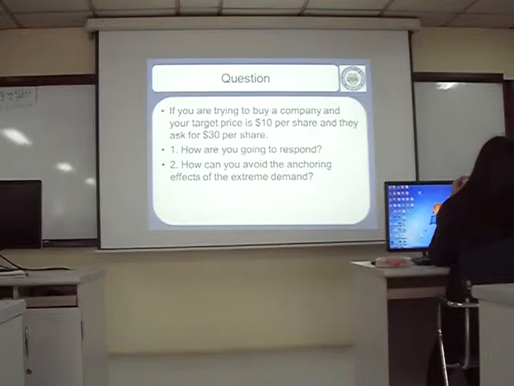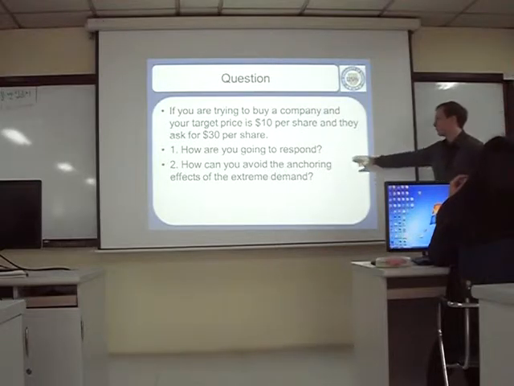So discuss with your partner. You're going to buy a company, you want to pay me $10 for the company, and I start off with the first offer of 30. Okay, so how are you going to respond? And number two, how can you avoid the anchoring effect?